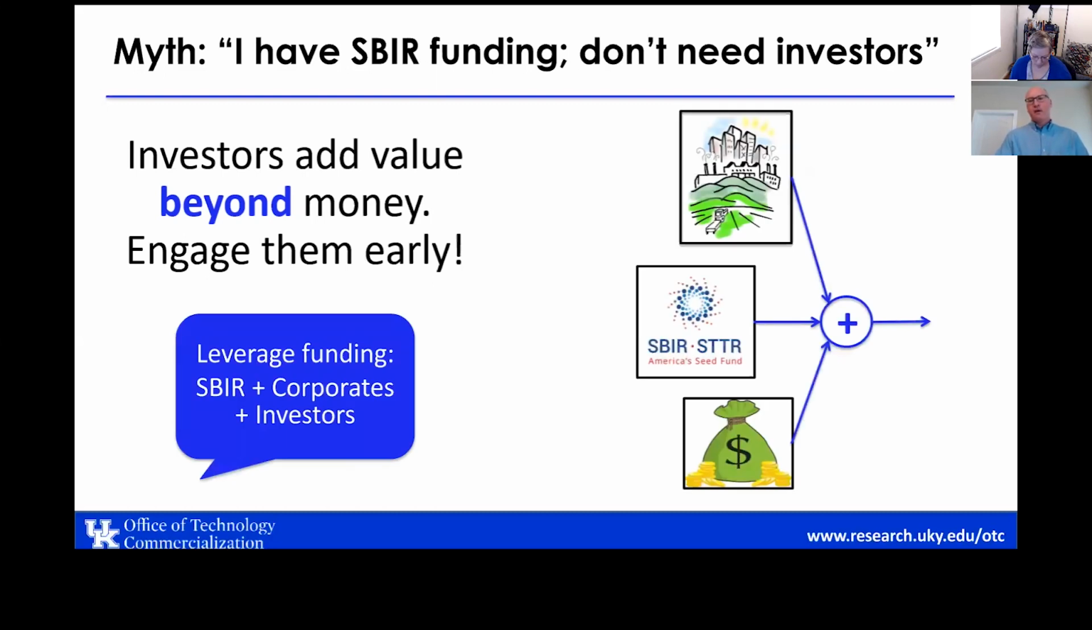The holy grail here is that you have the ability to take SBIR money, and with your SBIR money, you're attracting corporates. With the SBIR money and the corporates, you're attracting investors. With the SBIR money and the investors, you can attract corporates. It's an interwoven process that you as the entrepreneur have to spin that web. But by doing that, you can really leverage your SBIR money to create tremendous value in the marketplace, as we've shown.